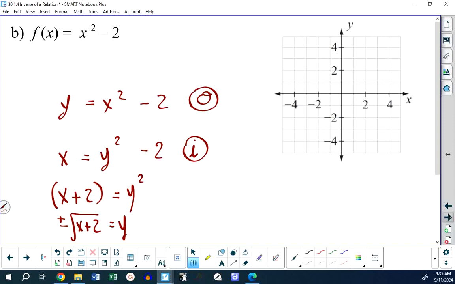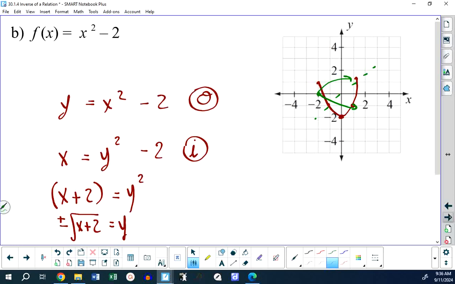Where will this graph, the original graph, be? It will be here, opening up. See, things start to get complicated. If I want to draw the inverse, it will be here, opening right. And it will be a reflection across that line y equals x. So relying on the graph is not ideal.